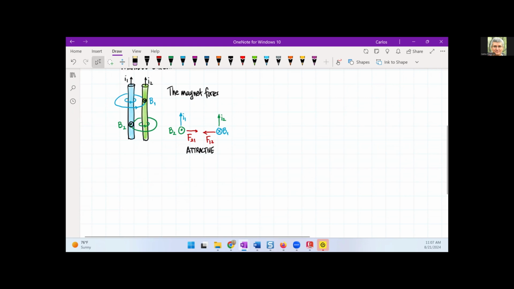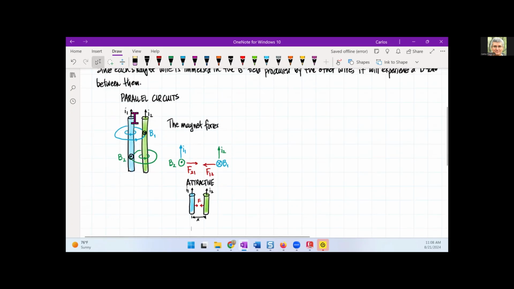So picture-wise, what I'm really seeing is this. I have two wires. And when I look at these guys, they're going to experience a force. If they have the currents moving in that direction, as we said, then they're going to experience an attractive force between the two. So if they're separated some distance x, then picture-wise, that's what I'm seeing.